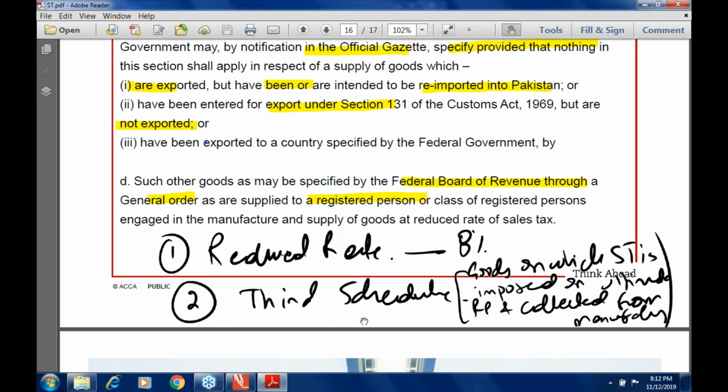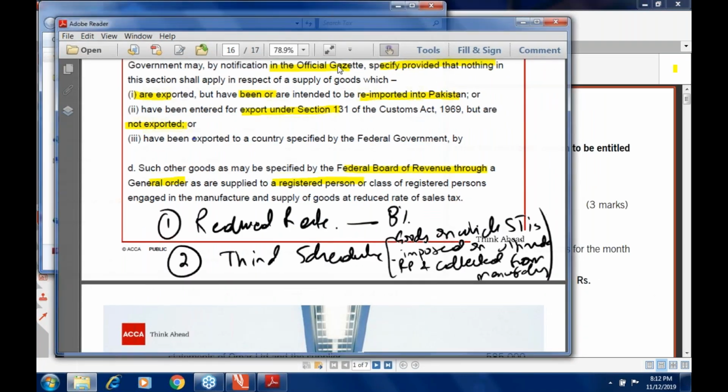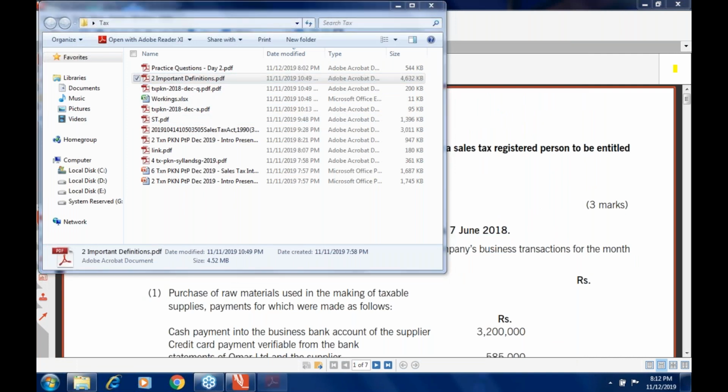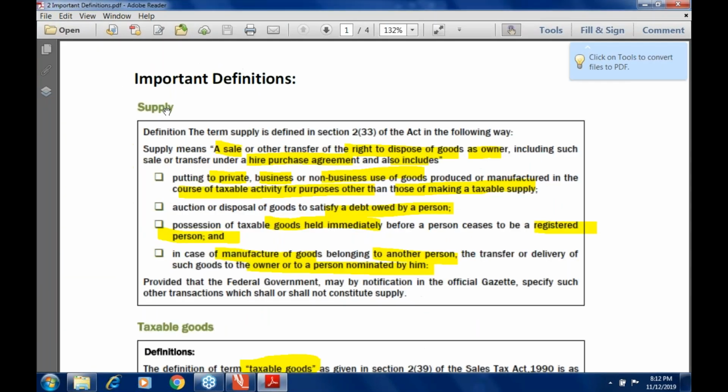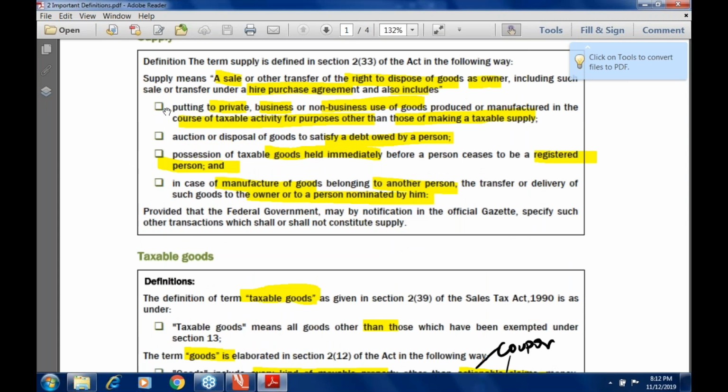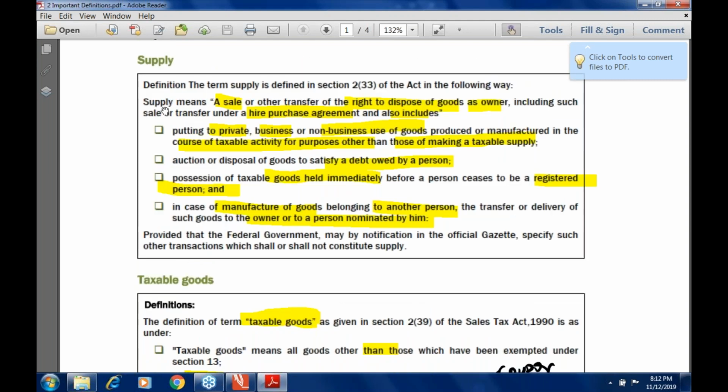So we actually moved forward, and then we moved towards several definitions. I talked about the various important definitions pertaining to the sales tax. The first and the foremost definition was about the supply. I did discuss that when we talk about the concept of supply, a supply would actually be whenever you sell something or you transfer the right to dispose of the goods to somebody else, that means you have made a supply.